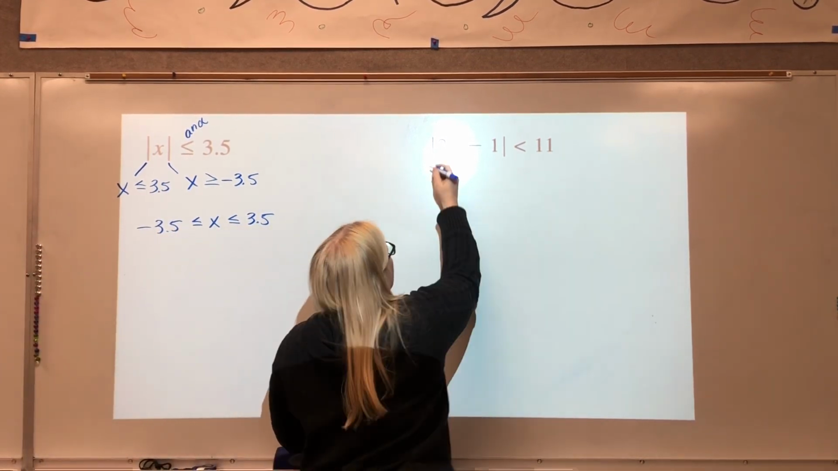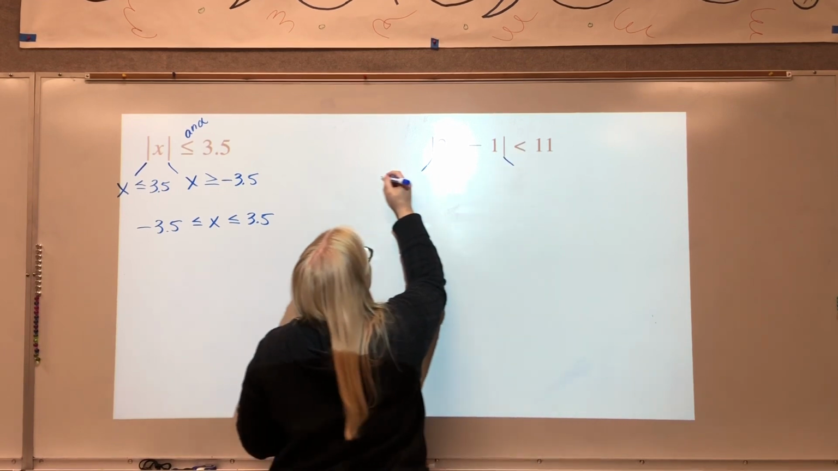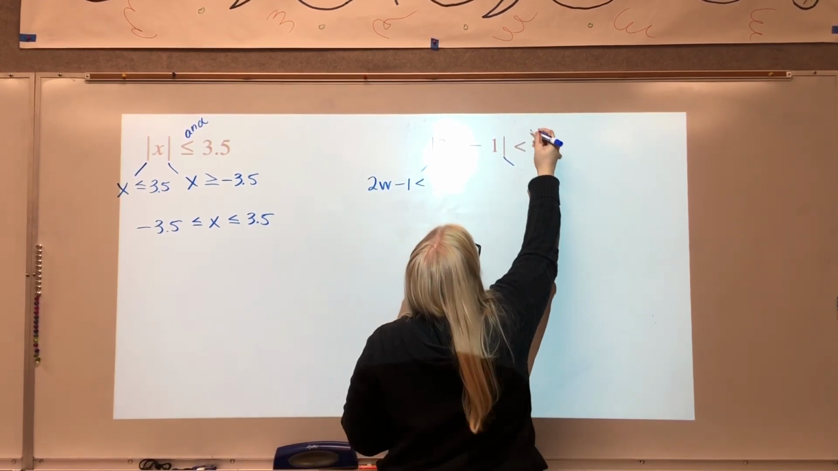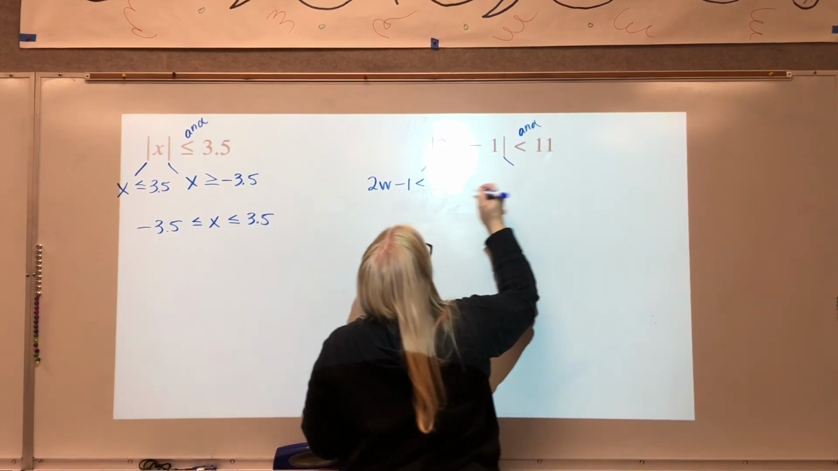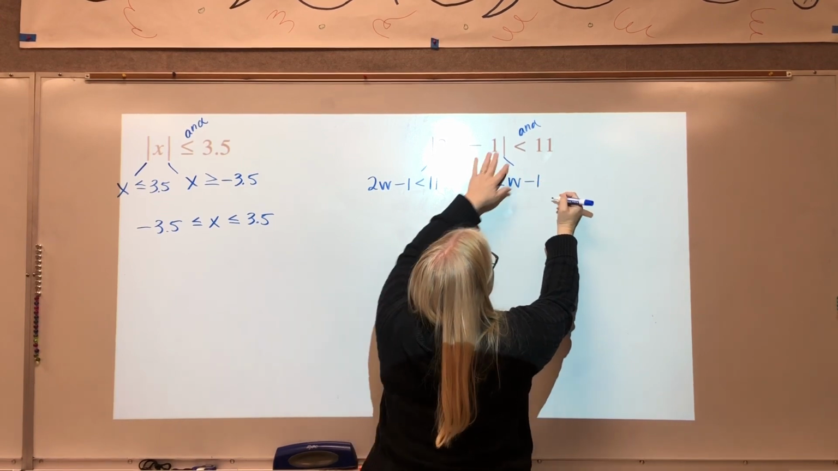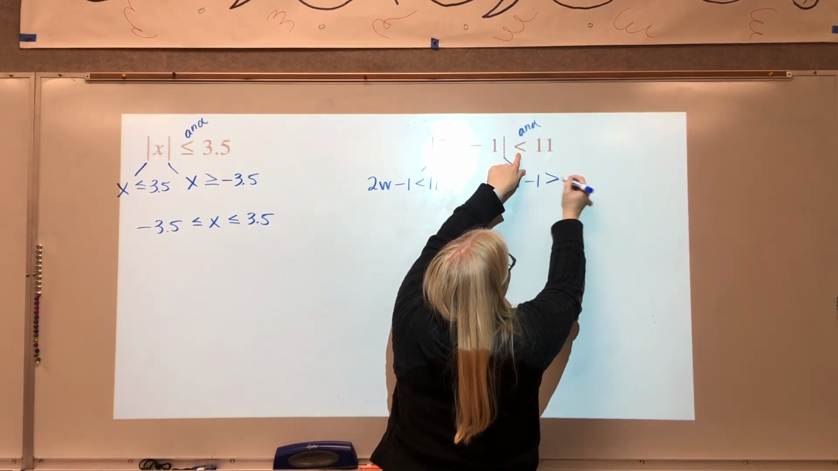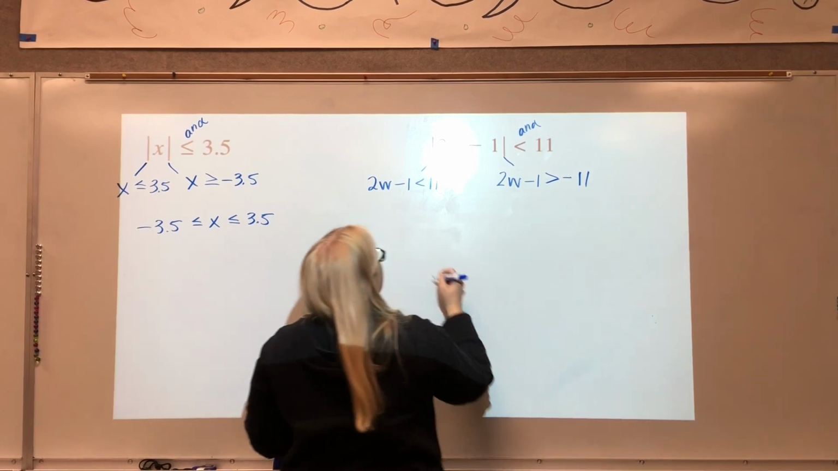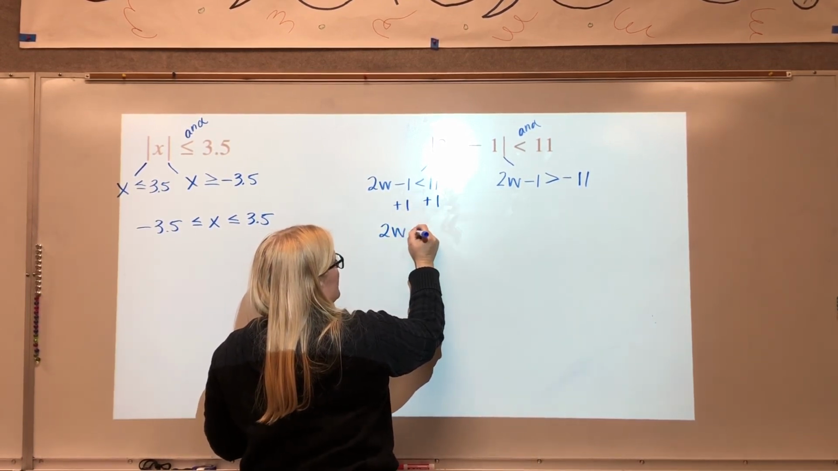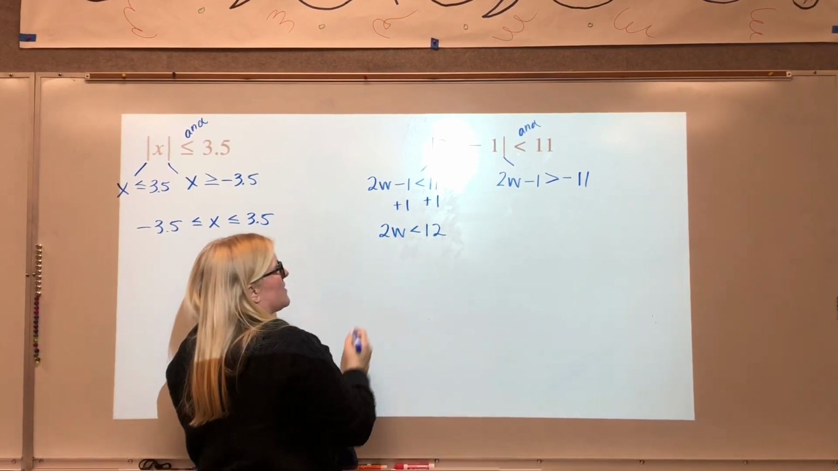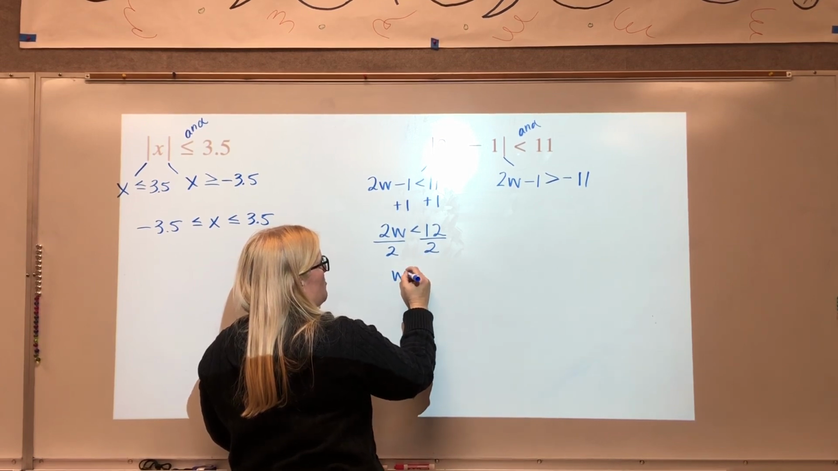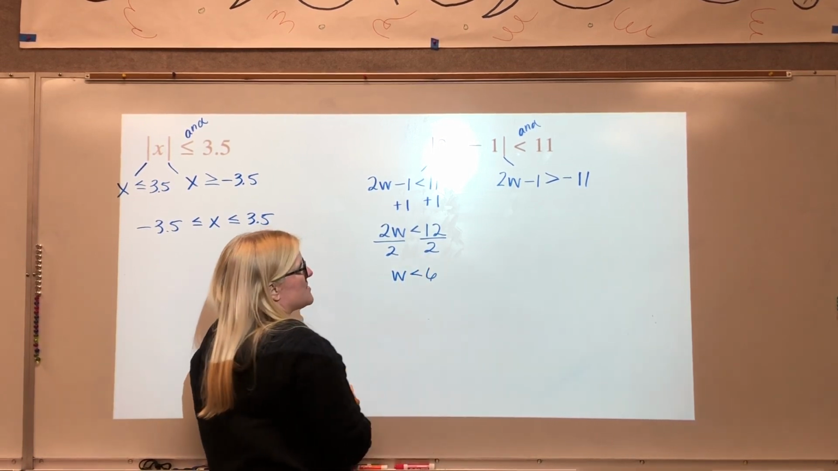Over here, again, I'm going to split this into two. 2W minus 1 is less than, so this is going to be an and, less than 11. And 2W minus 1 is, flip the inequality sign, greater than negative 11. So I add 1 to both sides. I have 2W is less than 12. Okay, divide both sides by 2, and I get W is less than 6.